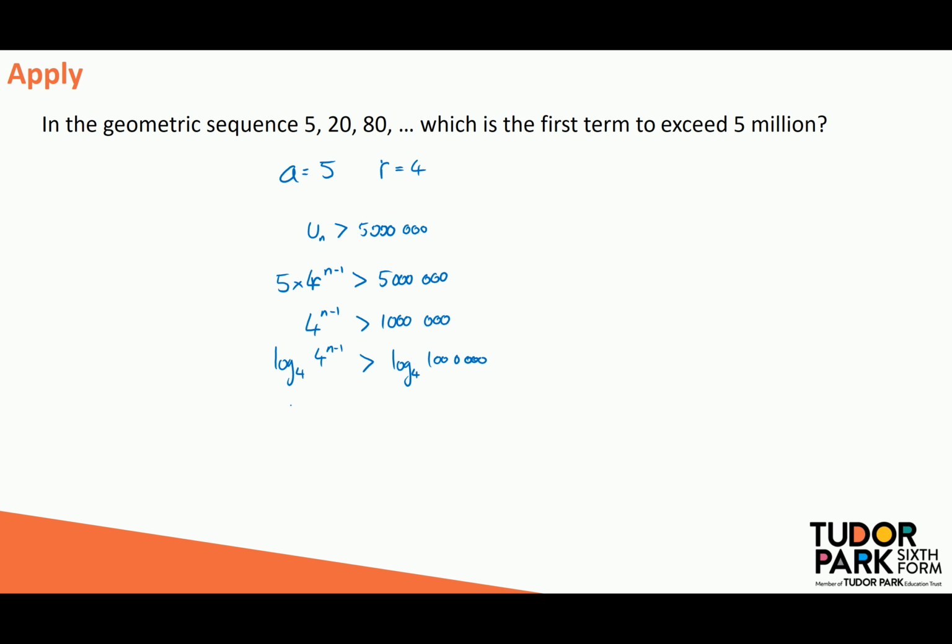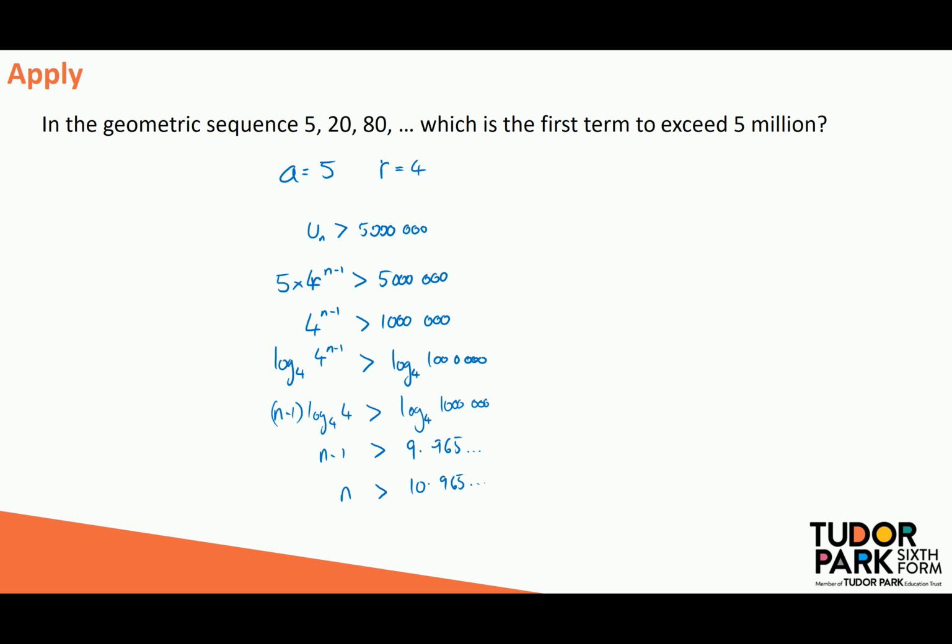And this, using my logarithm laws, is going to become n minus 1 lots of logs in base 4 of 4, but again we should know that log base 4 of 4 is going to be 1, because anything where you take the logarithm of its base is just 1. We end up with n minus 1 is greater than, I pop into my calculator log base 4 of a million, and I come back with 9.965 something or other. So n must be greater than 10.965 something or other.